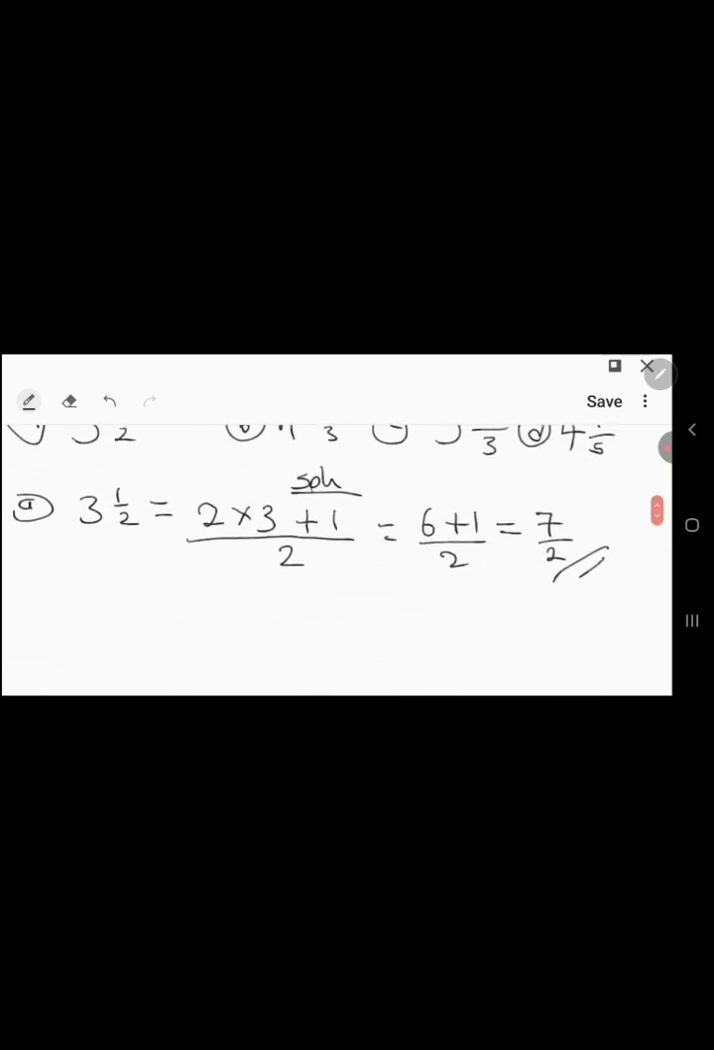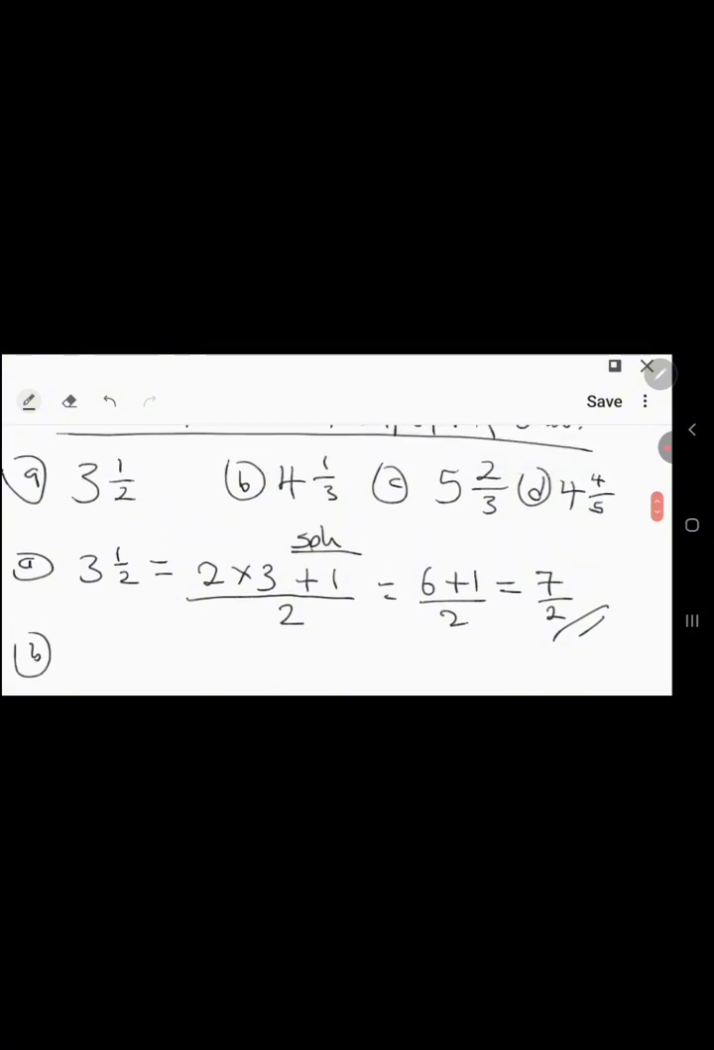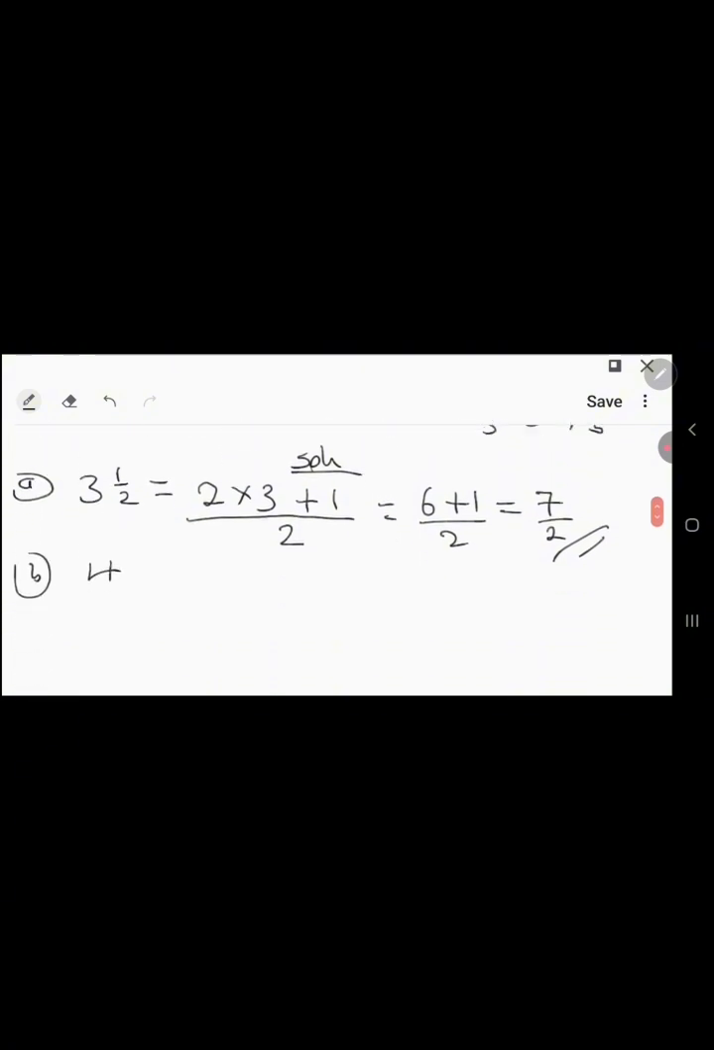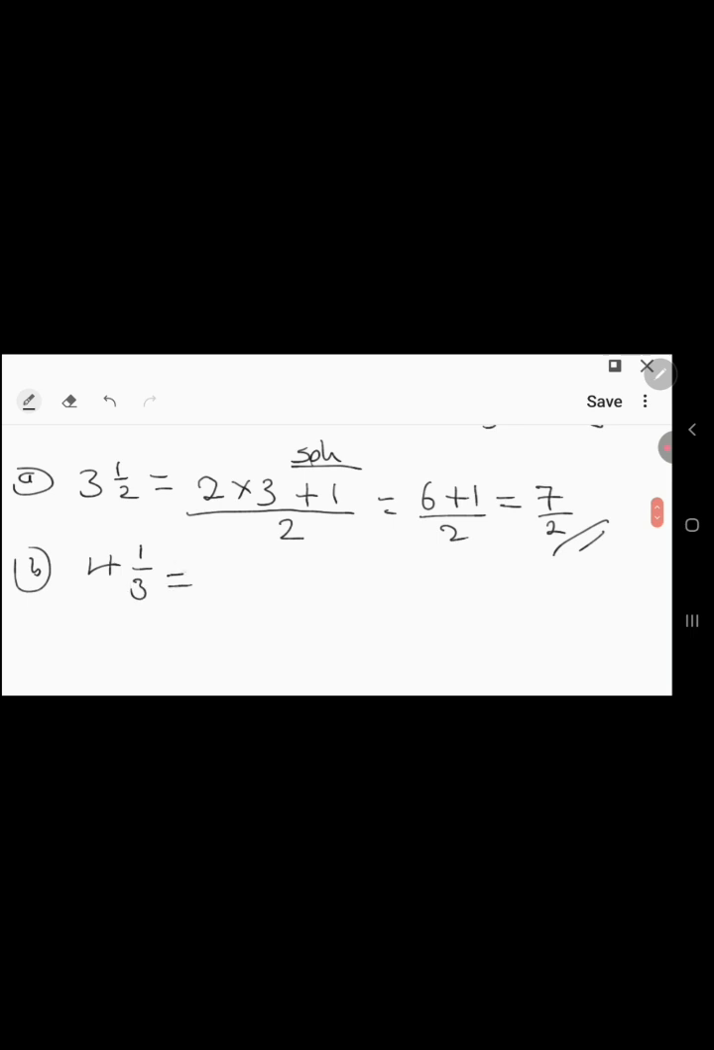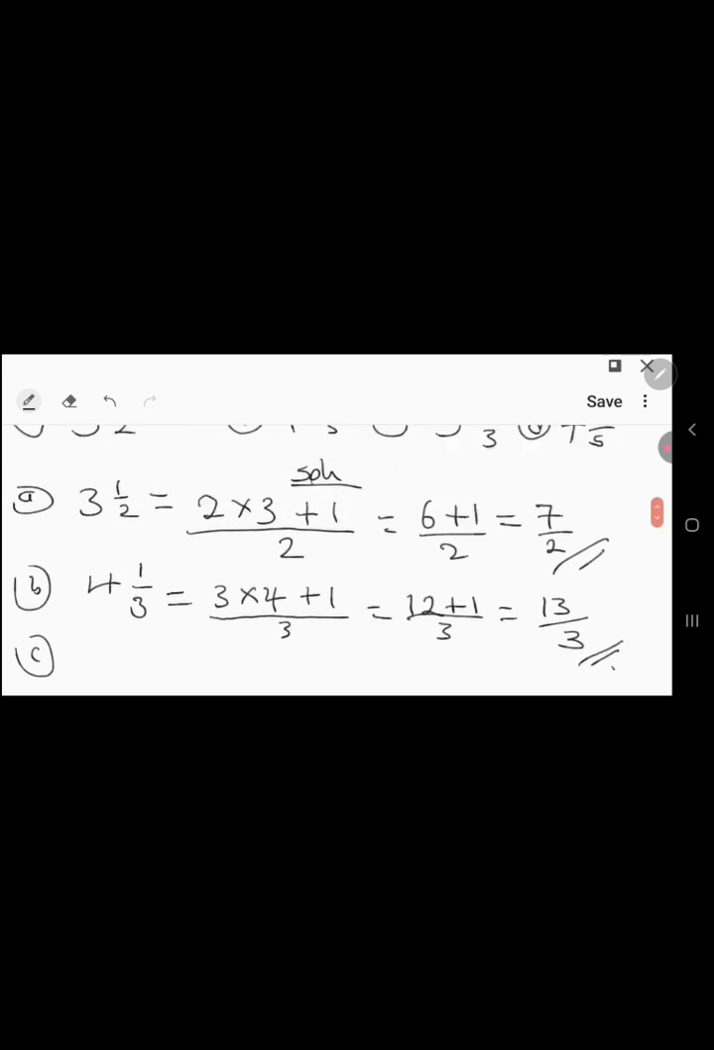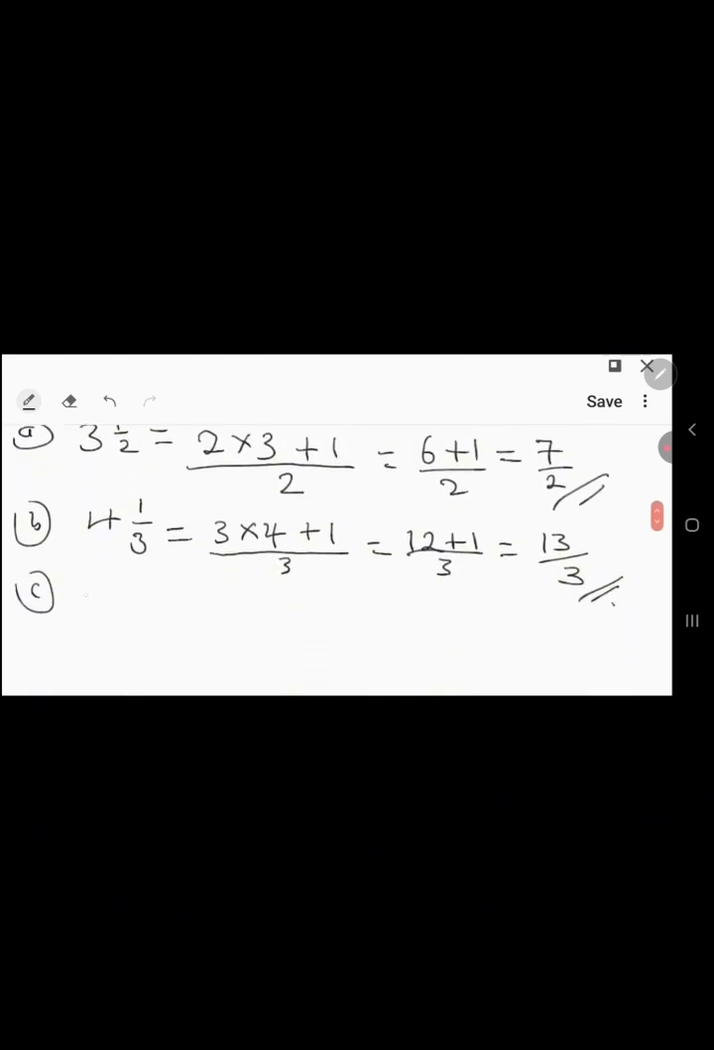So for the remaining, let us quickly do it. I have 4 whole number 1 over 3. I will convert it as what? Our denominator, you should know, here is 3. So we have 3 times 4 first step, then plus 1 second step, then all over 3. Then you simplify. 3 times 4 is 12, plus 1 all over 3, and this is 13 over 3. That's our answer.